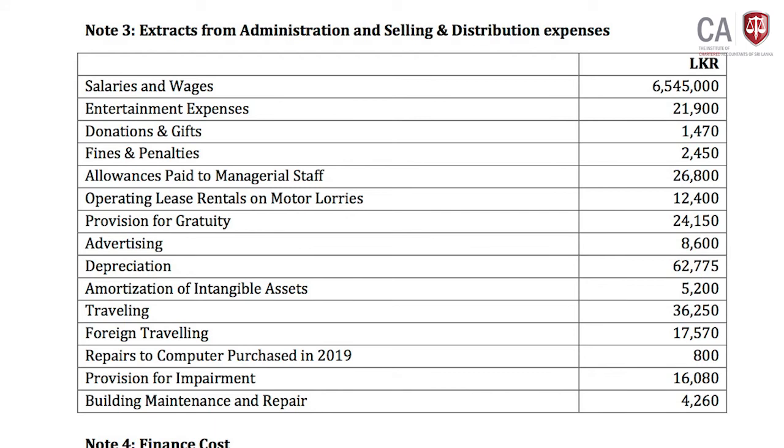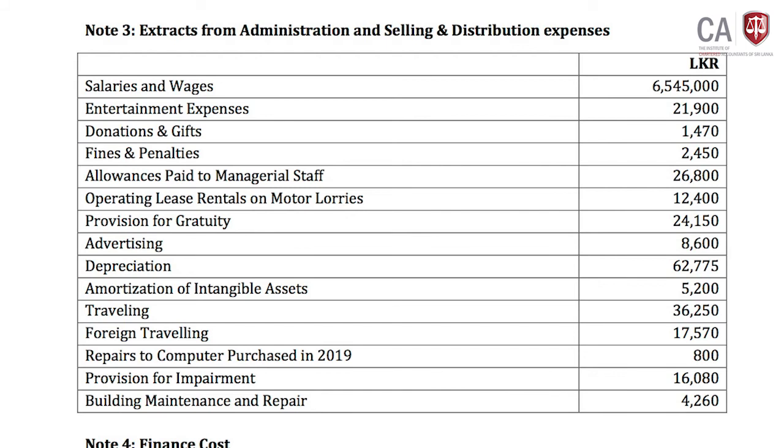Then fines and penalties, under section 10, subsection 1, it should be disallowed, but we need to check whether this is government penalties, what we have to pay to the government or not. All things are in the subsequent notes. Allowance paid to managerial staff, operating lease rentals on motor lorries, provision for gratuity, it should be disallowed because under section 10, subsection 1b, the item 7 or item 8, it is very clearly mentioned, this is a disallowable expense, transfer of provisions to the accounts.